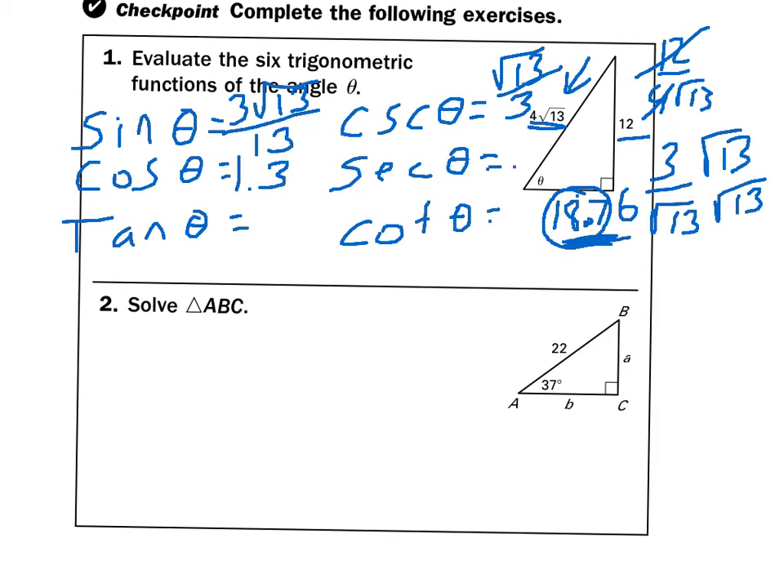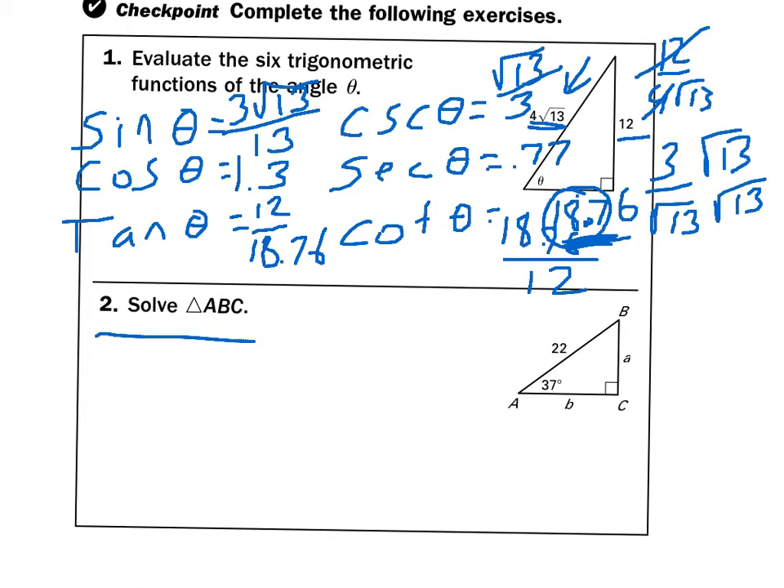And 0.77, something like that. Now the tangent was the opposite over adjacent, so that's going to be 12 over 18.76. And the cotangent was going to be just the opposite of that, 18.76 divided by 12. And whatever those decimals are, when you put them in your calculator, is fine.